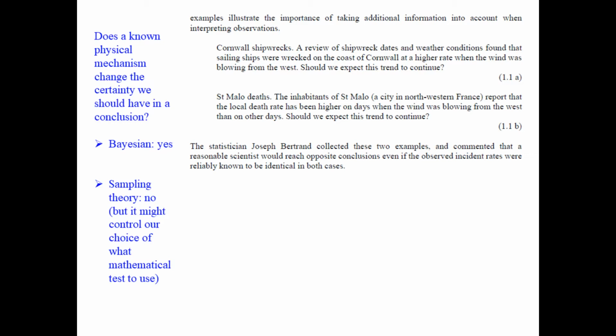So a reasonable scientist would probably look at this and say yes, because I know where Cornwall is. I know that when the wind is blowing from the west, that means that there's wind from the Atlantic, quite possibly Atlantic storms, blowing ships towards the Cornish coast. So of course that's when you're going to have the most shipwrecks.